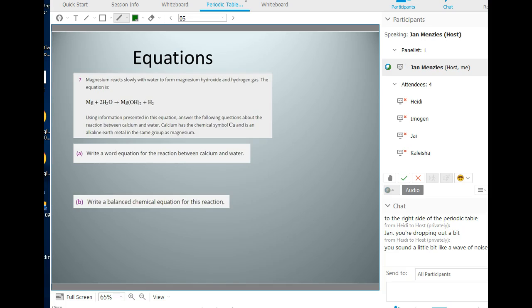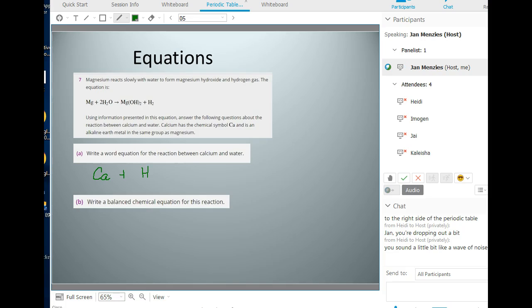So when we do the equation for calcium and water, you need to know the symbol for calcium. Give me a tick. Have you begun to build up your knowledge of the symbols of the first 20 elements? Tick if you're starting. That's really good. So you need to put effort into that, otherwise you get stuck. So I know the symbol for calcium.